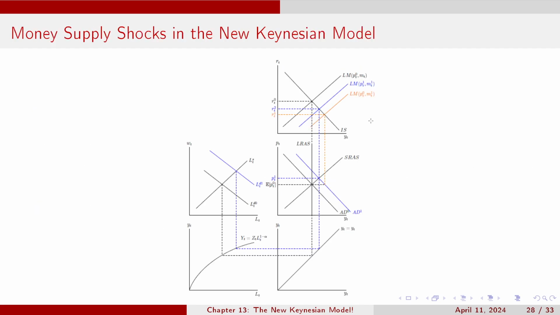So if we look at the monetary policy shock, right, what happens? Well, here the LM curve shifts out and then up, so the real interest rate drops a little bit and then kind of comes back up. And then we have an increase in prices, an increase in output, an increase in real wages, and an increase in employment.